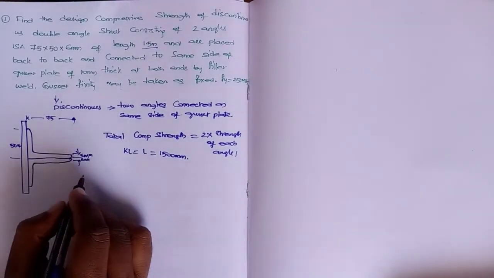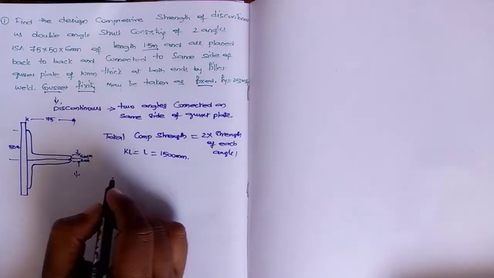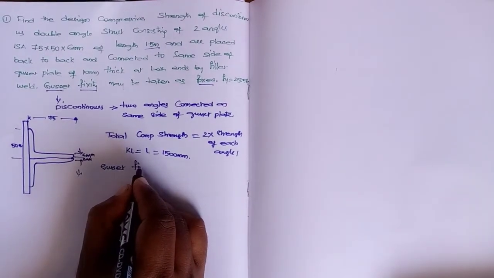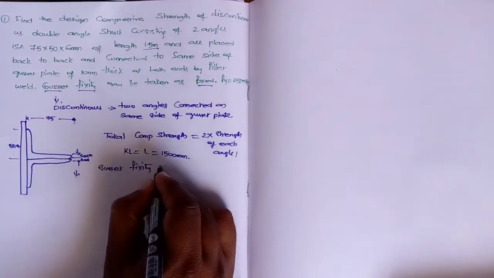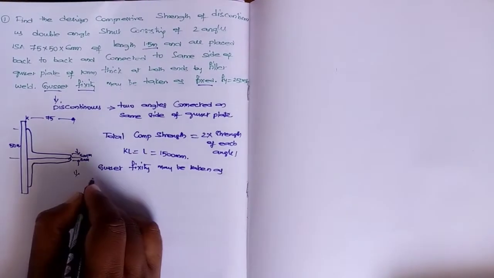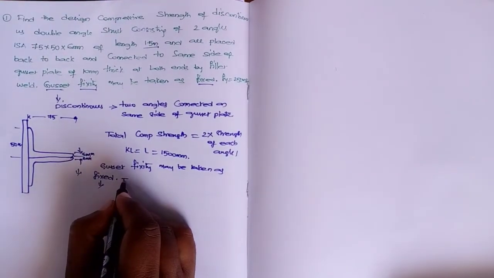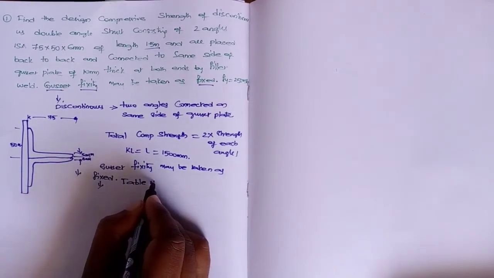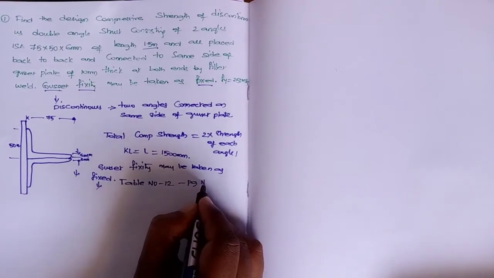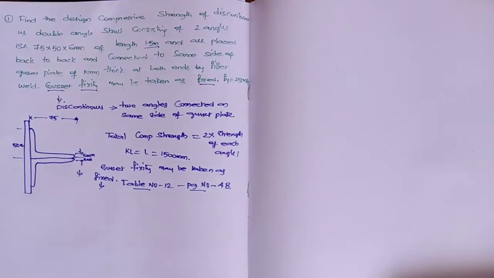Now gusset fixity may be taken as fixed. So for this you have to visit table number 12, page number, I think 48. We'll see now. Table number 12, page number 48.